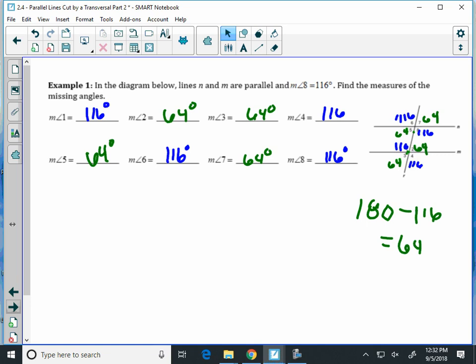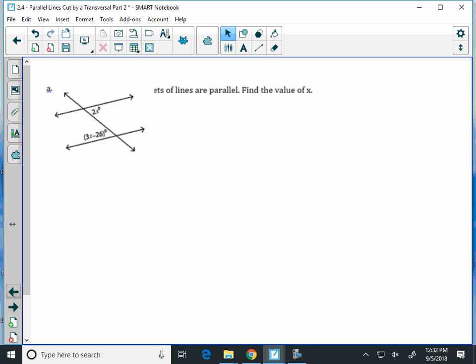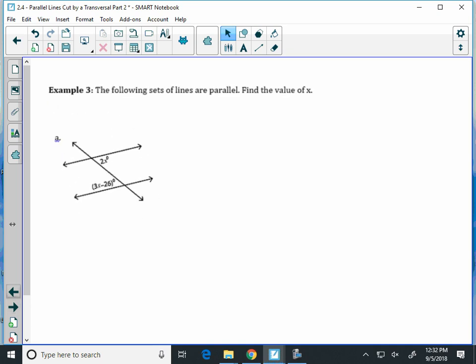Okay. Questions over that? Due to time, we're skipping that one. Same kind of concept. You just have multiple parallel lines. We can go over that one tomorrow if we need to. Let's take a look at these. So the following sets of lines are parallel. Find the value of x.